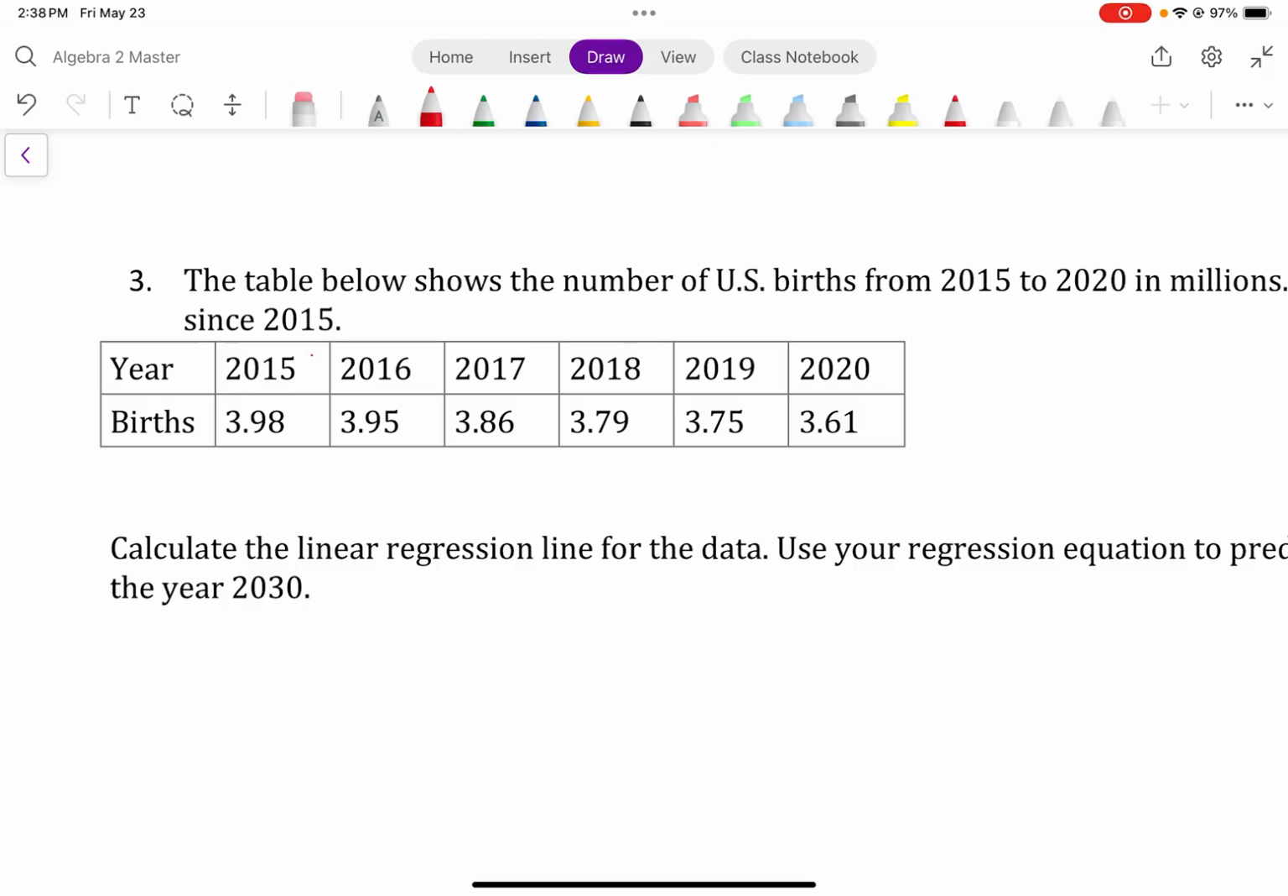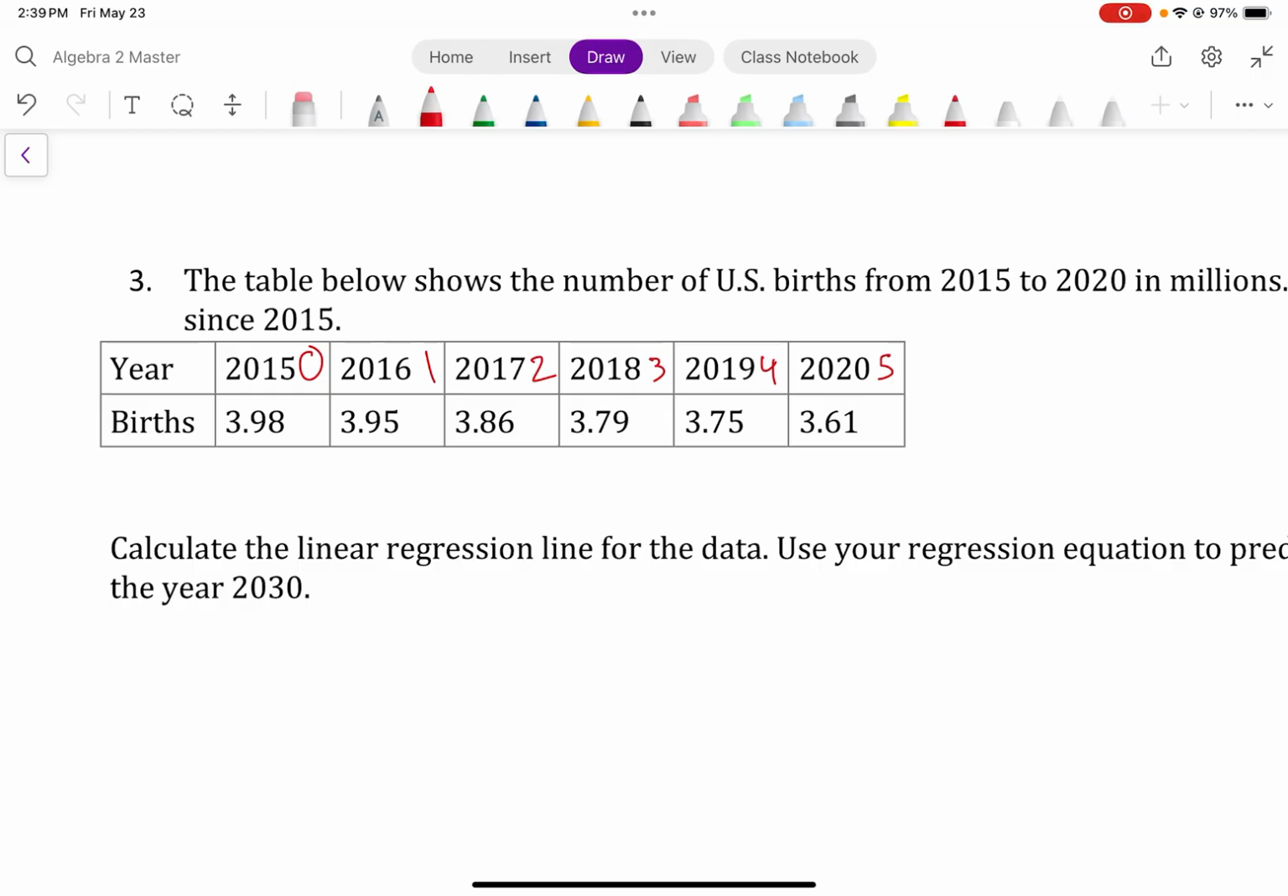Since 2015, there have been 0 years until 2015. Since 2015, there's been 1 year to get to 2016, 2 years to get to 2017, and so on. Essentially, you are subtracting the year in the table minus 2015. That's the first thing. I don't want to have to put in 2015 as an x value, so we just shift over to where we're actually caring about and start with small numbers there.